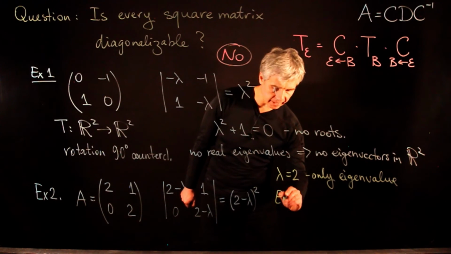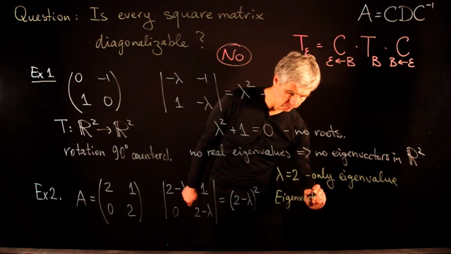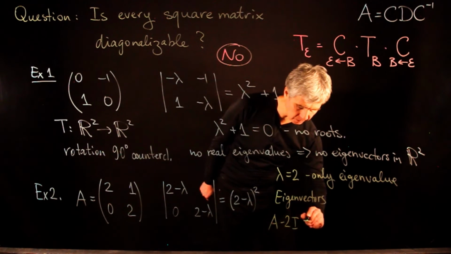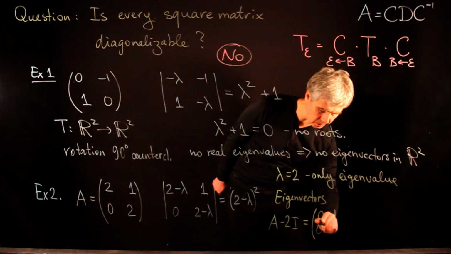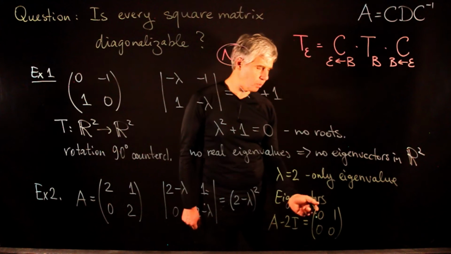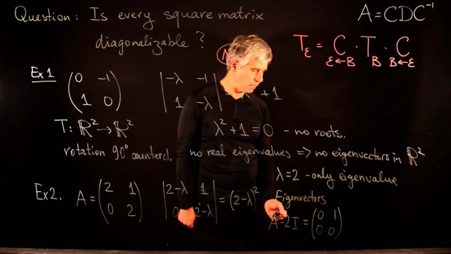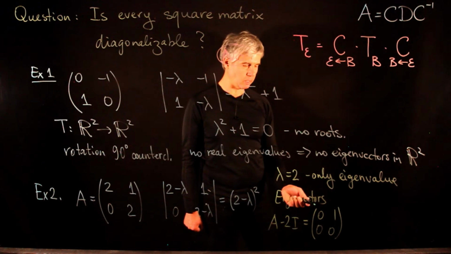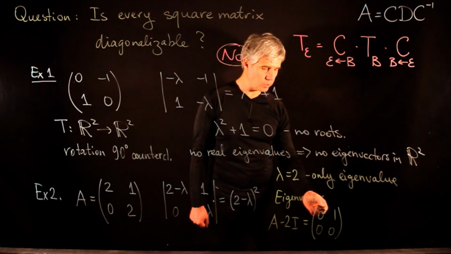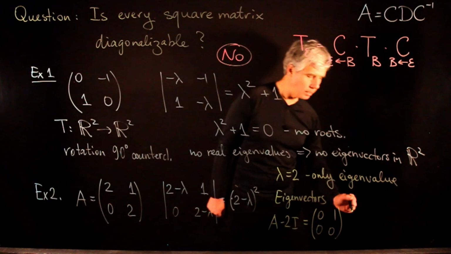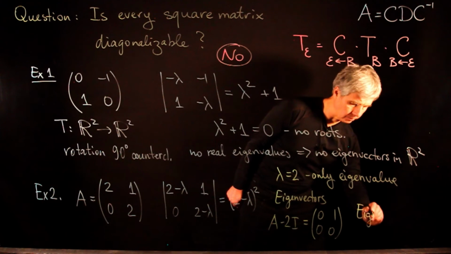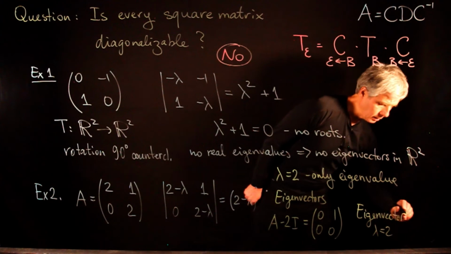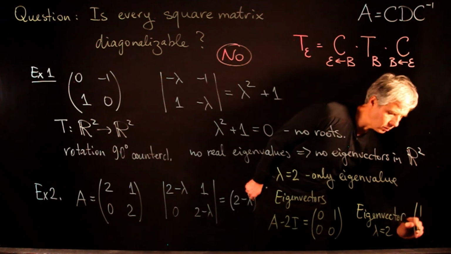Now let us look at eigenvectors. So if we take the matrix A minus 2I, then this matrix is 0, 1, 0, 0. And this is already in reduced row echelon form. So we see that this matrix has rank 1. So this means that its null space is also of dimension 1. So the first equation says that x2 is equal to 0. So this tells us that the eigenvector with lambda equals 2 is the vector 1, 0.